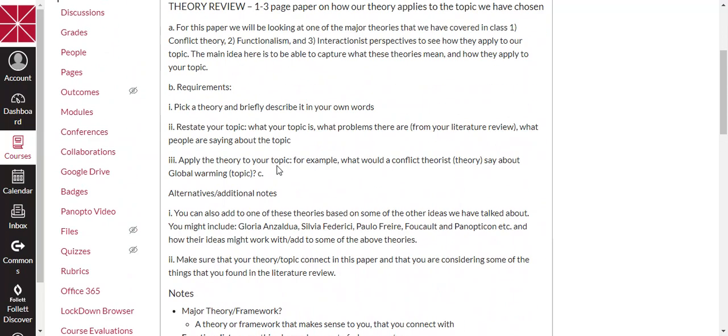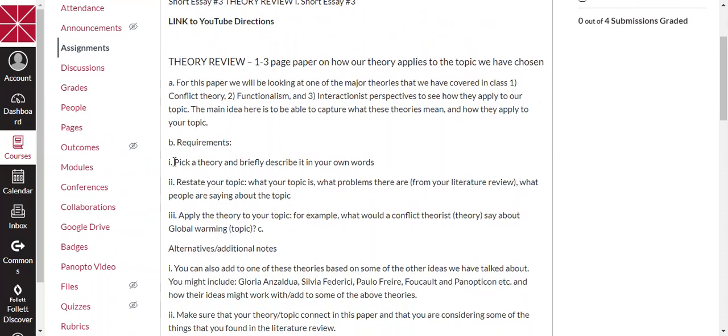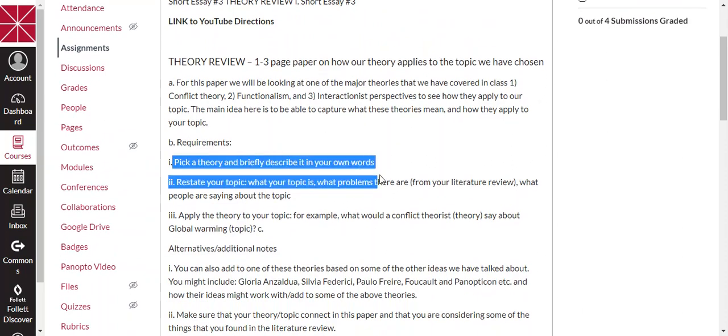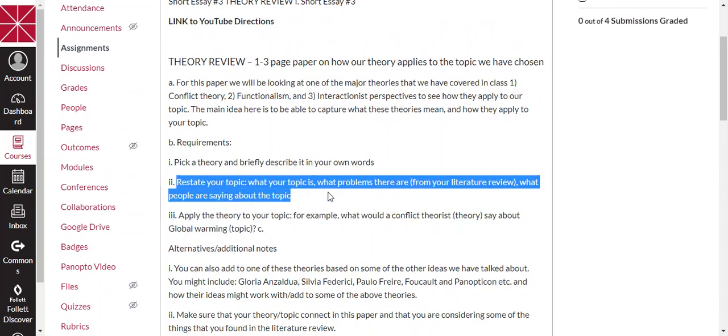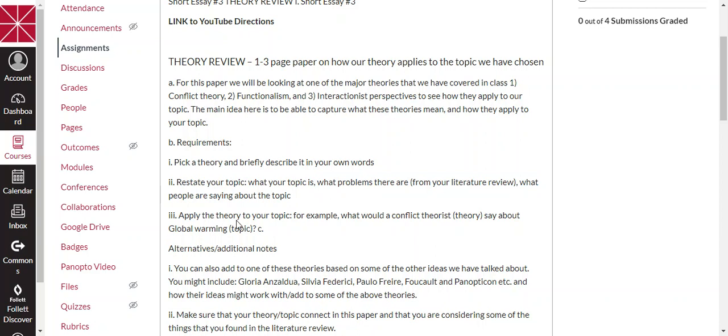So again, overall goal, as long as you have picked a theory and described it, in any one of the ones we've talked about, restating your topic, and if it helps, you might even literally just say, I'm using this theory, conflict theory, for example, and I'm going to be talking about this topic. And for instance, a person using this conflict theory would have this to say about my topic. And it could be really anything you want to use.